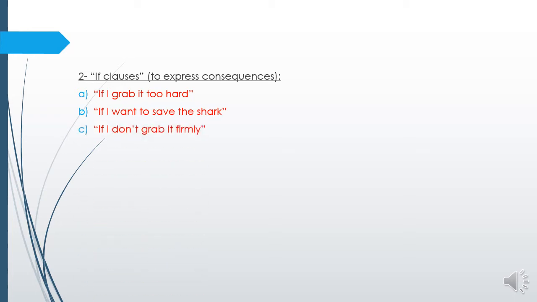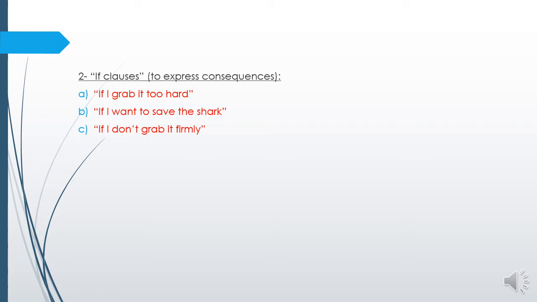Second technique used is the if clause, which is used to express consequences. And the examples we can find in the text are: if I grab it too hard, if I want to save the shark, and if I don't grab it firmly. This is when he's debating whether he should pick up the shark or not, if he should risk his own safety for the sake of the shark or not.